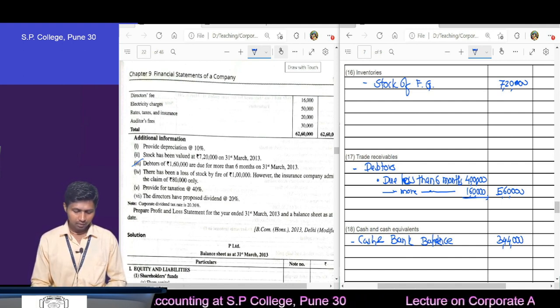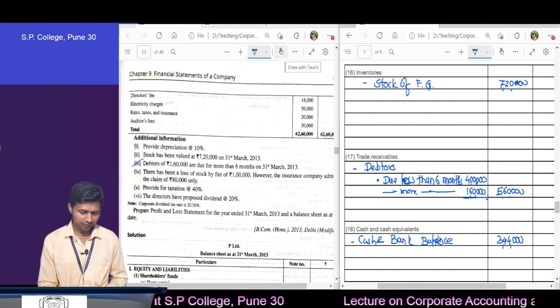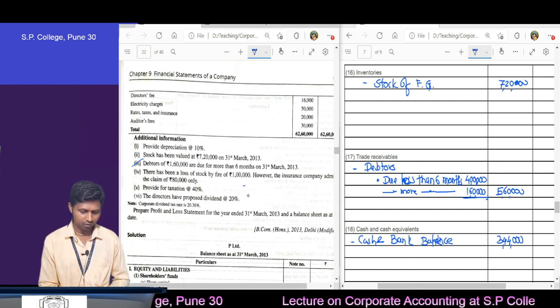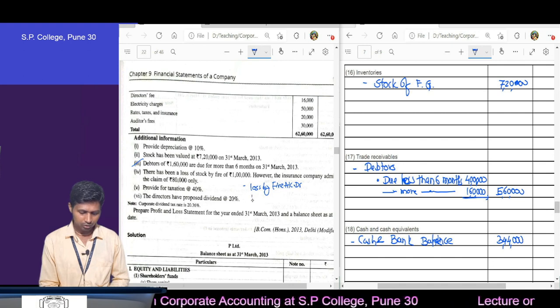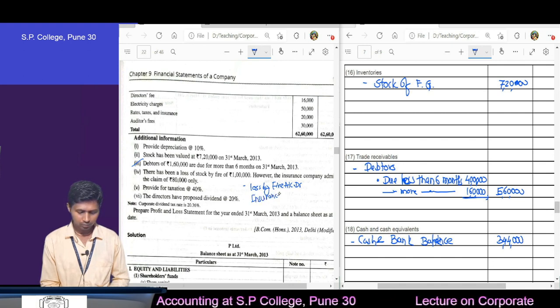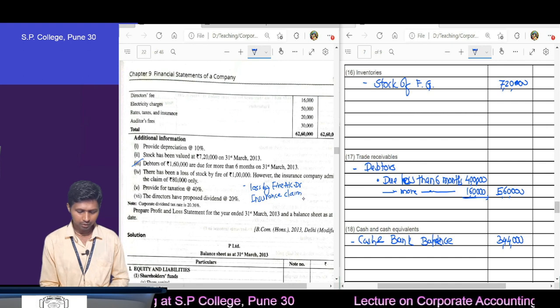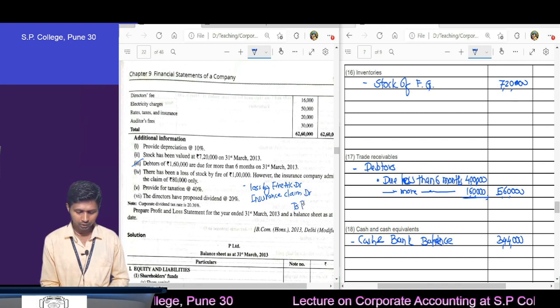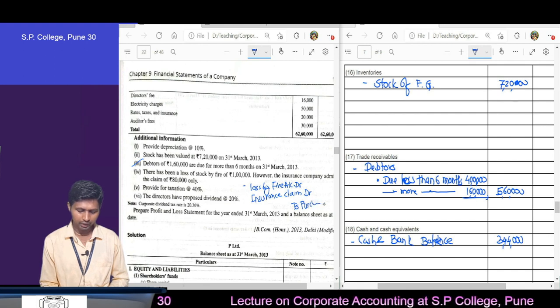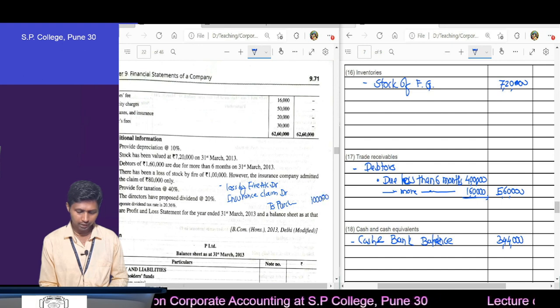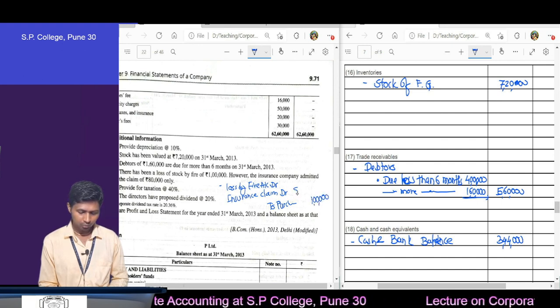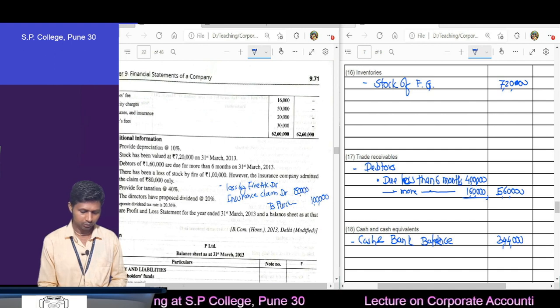Then loss by fire. Before giving effects of this adjustment, do one thing: pass the entry of loss by fire. Loss by fire account debit, you know, and then insurance claim receivable, that is also debit. To purchases or to goods you write. Goods, how much are they saying? How much goods have we lost? 1 lakh rupees. Therefore credit 1 lakh. Claim, how much claim is receivable? 80,000 rupees. That 80,000, and 20,000, that means actual loss.